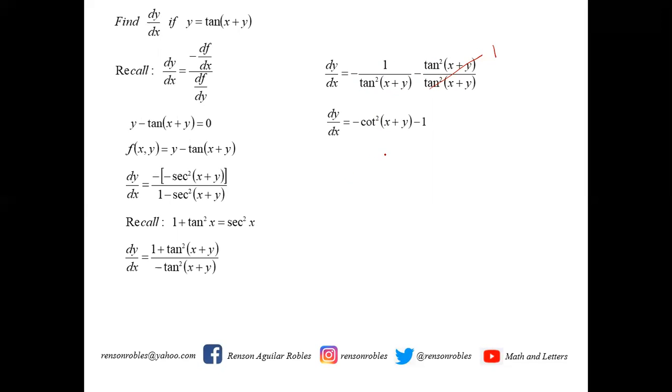So the next thing to do is to factor out negative 1, leading us with negative, cotangent squared of (x plus y) plus 1. And by trigonometric identity, we know that cotangent squared of (x plus y) plus 1 is equal to cosecant squared of (x plus y). And then we shall have negative cosecant squared of (x plus y). And that is our dy/dx.